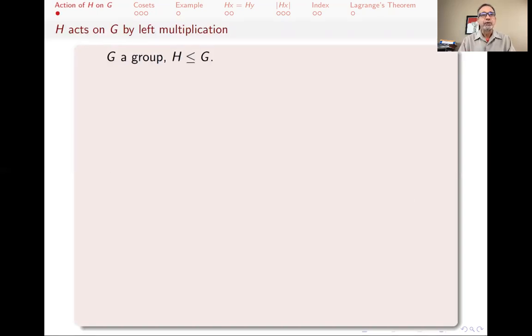When we have the less than or equal to sign, that means that H is not just a subset of G, but it's actually a subgroup of G. Now we know that H can act on G by left multiplication. Let me remind you what that means.